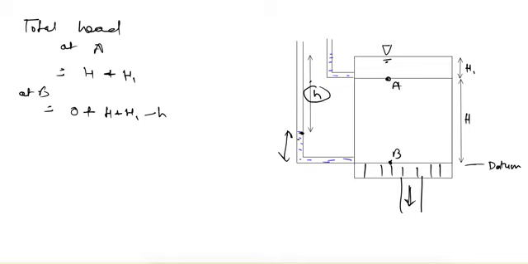So in this case total head at A is more than the total head at B, so the flow will be taking place from A to B, that means downward.